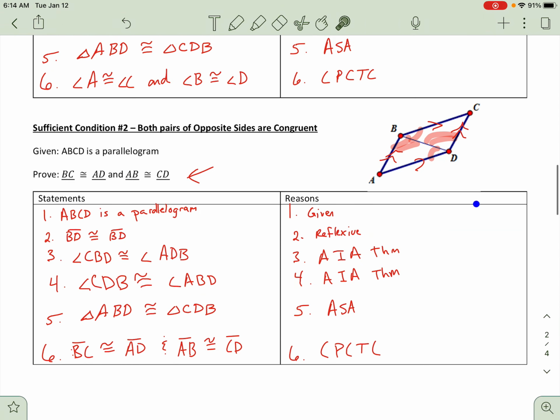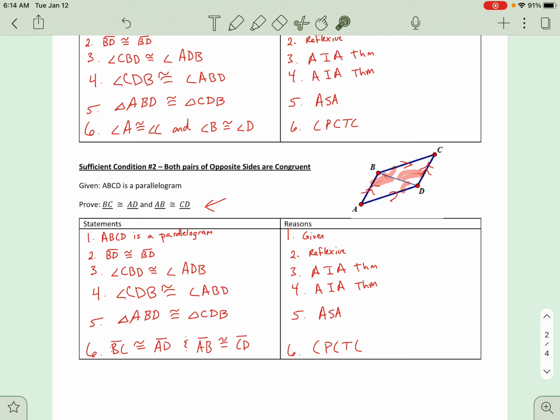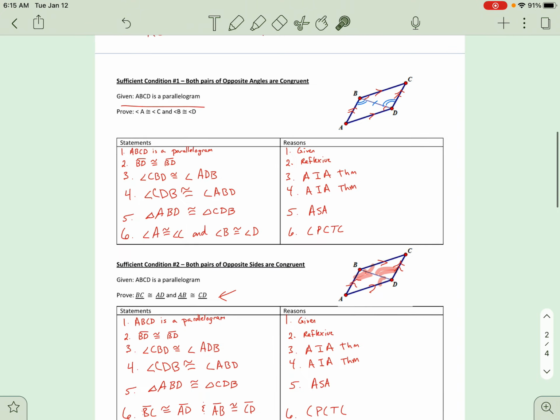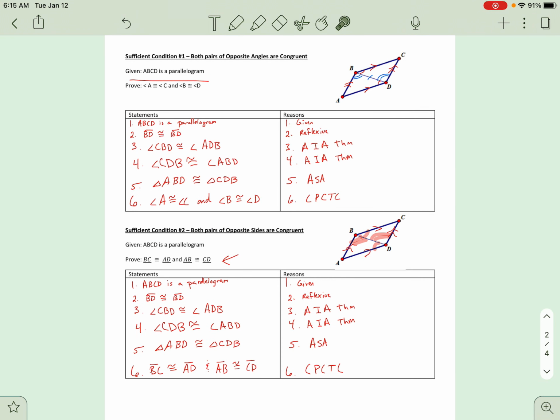So what's the point of all these sufficient conditions? It's because later on, as you continue working on proofs, if this statement is true, then you can say definitively that it is a parallelogram. So the reason why we did these two proofs is just to prove that these conditions are true so that we can then later on say, if you do have a shape where opposite angles are congruent, that it is a parallelogram. If you do have a shape where opposite sides are congruent, you can say it's a parallelogram. These are the proofs that say it's true.